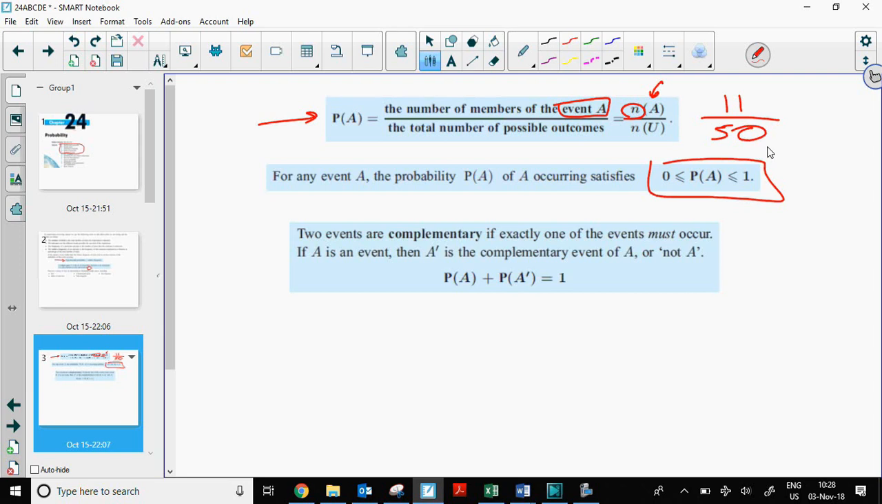Then 2 events will be called complementary if exactly one of them has to happen. Their probabilities together are going to add up to 1. So for the jelly bean example earlier, if there was an 11 out of 50 chance of picking a yellow jelly bean out of my bag of 50 jelly beans, then there has to be a 39 out of 50 chance of picking not a yellow jelly bean, assuming that I must be picking some jelly bean. And adding the two of those together, I get 50 out of 50, or 1.